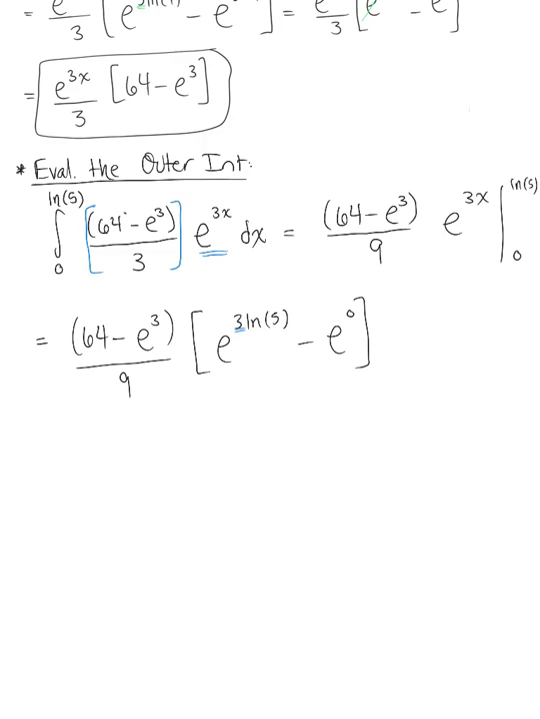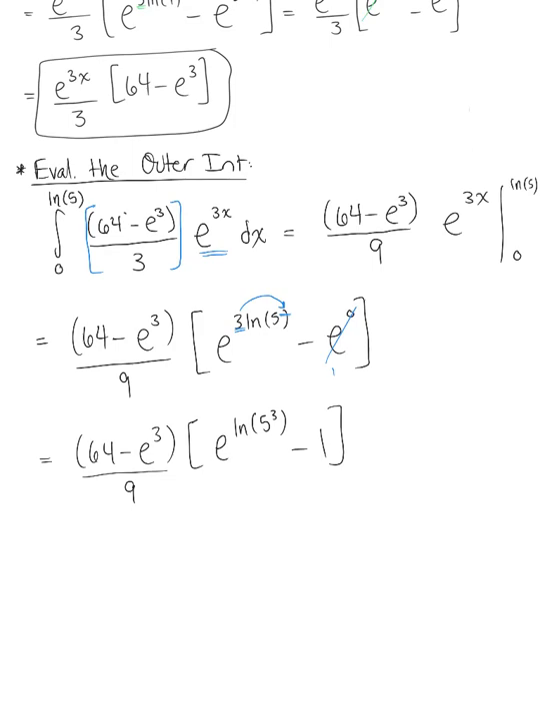And again, we're going to need to take this 3 and move it to the power position of our logarithm to apply the inverse property. Anything raised to the 0 goes to 1. And so this is 64 minus e^3, divided by 9, multiplied by the natural exponential raised to the natural logarithm of 5 cubed, minus 1.